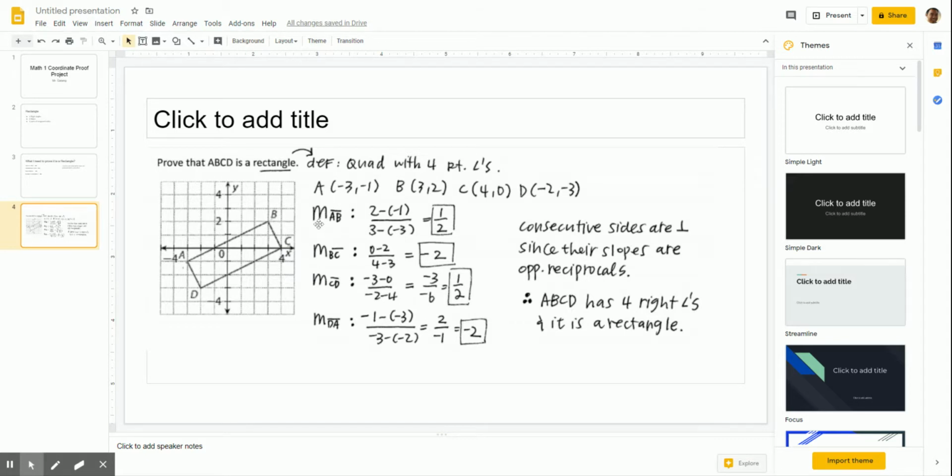And so you show me the slope of AB, slope of BC, CD, DA, and then you calculate all these things and you tell me that the consecutive sides are perpendicular since the slopes are opposite reciprocals. And then you see these three dots. This means therefore, ABCD has four right angles and it is a rectangle.